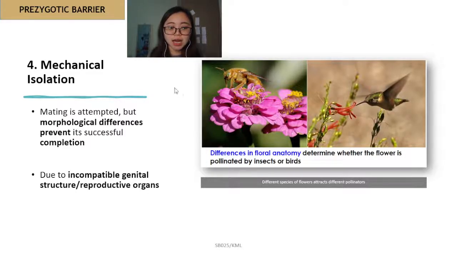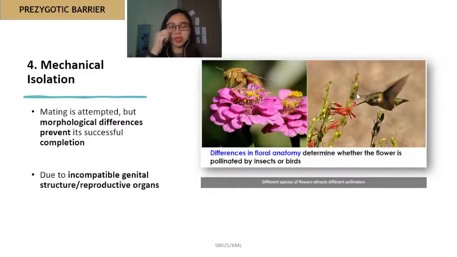So this kind of flower shape will allow pollinators like bees to come and pollinate it with other flowers. Flowers with this shape will allow hummingbirds and moths to pollinate it, but not bees. So, dia tidak kongsi pollinator yang sama, dia tidak dapat reproduce dengan satu sama lain.